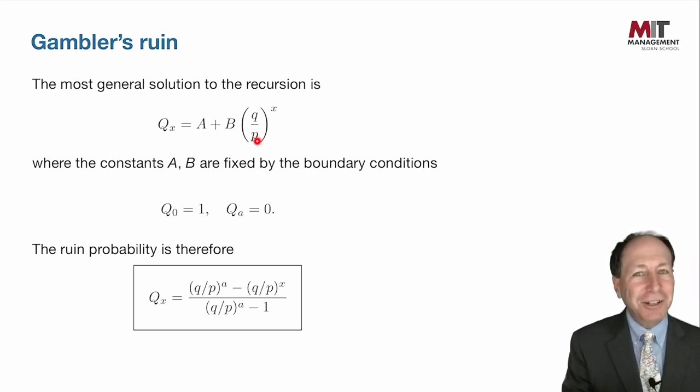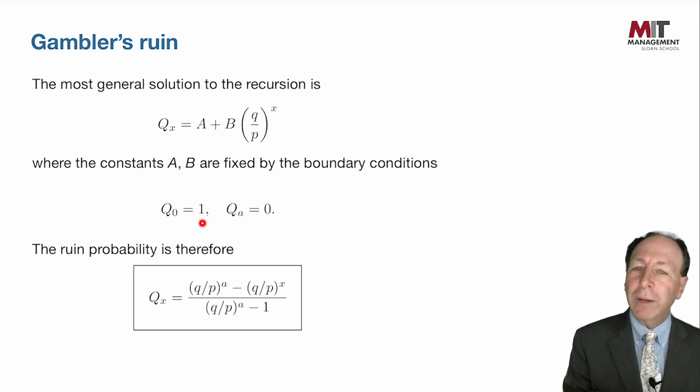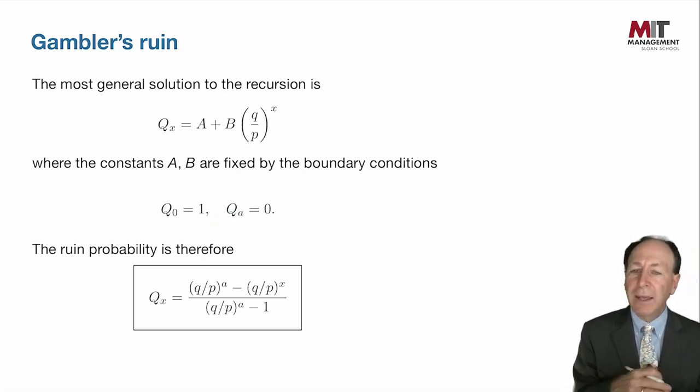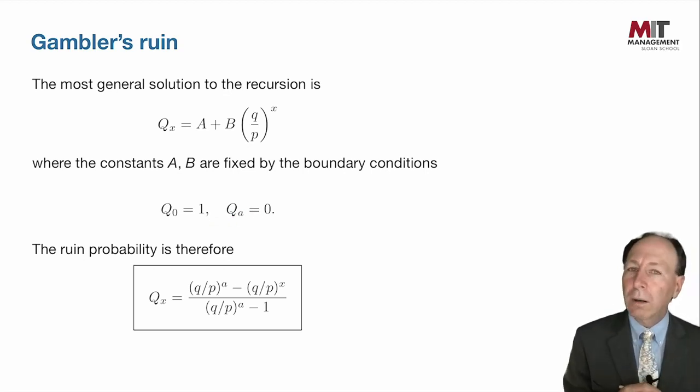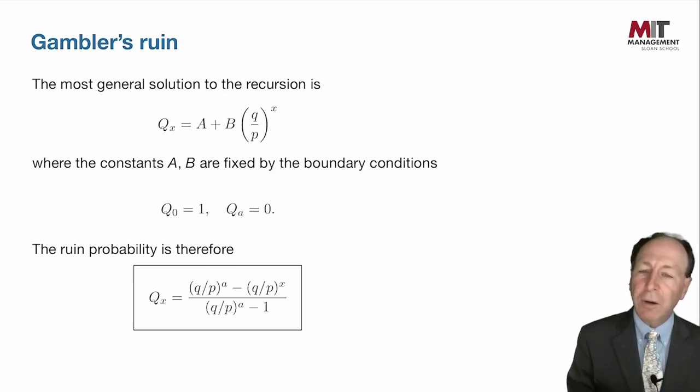Two obvious boundary conditions. When x equals 0, we are ruined. If we have no money, the probability of ruin is 1, because we're already ruined. And similarly, if we have all the money, if our capital is equal to a, our probability of ruin is 0, because the game has already ended. So if we impose these, we can solve for a and b, and we get this result for the probability of ruin, this expression in the box down here. This tells us, as a function of a, x, and p, what our probability of ruin is, starting from any given level of capital x.